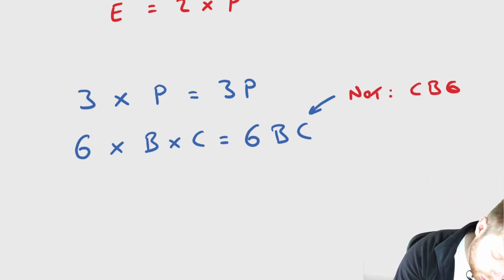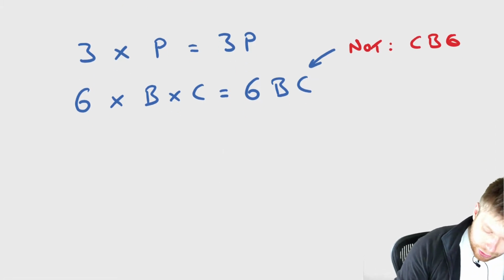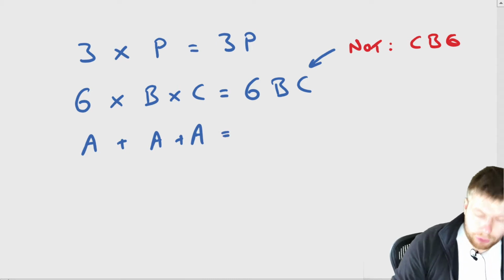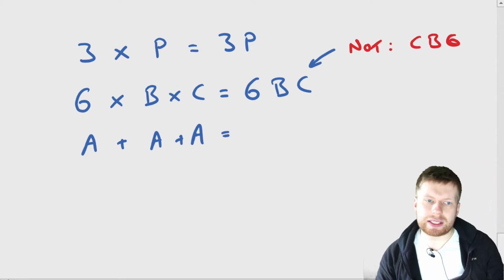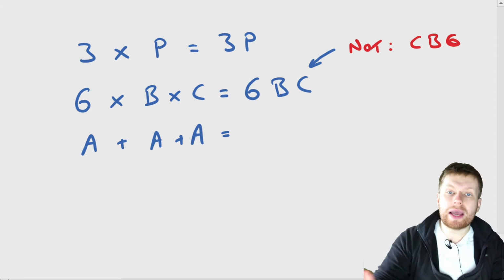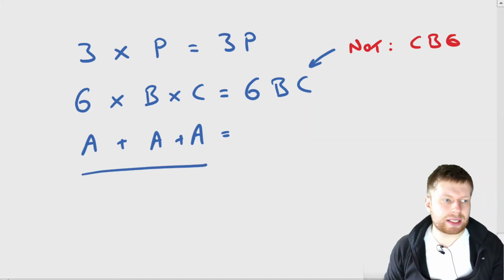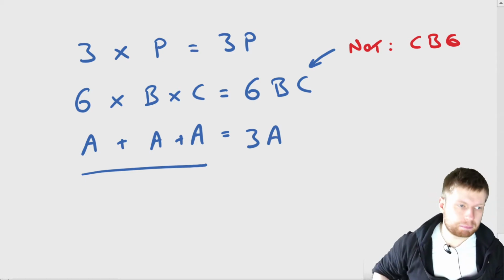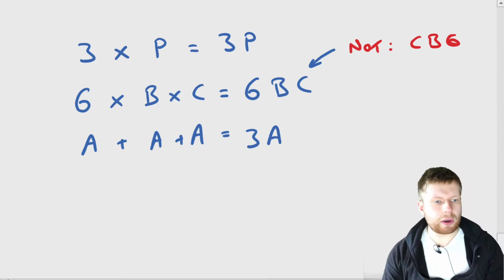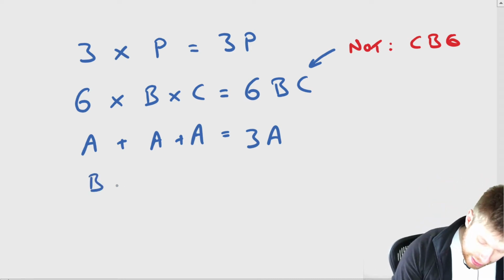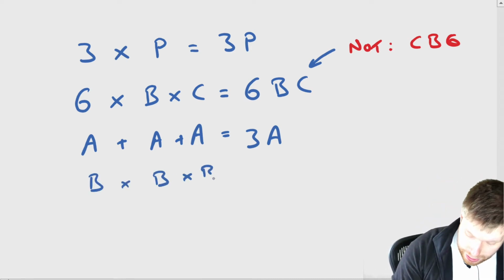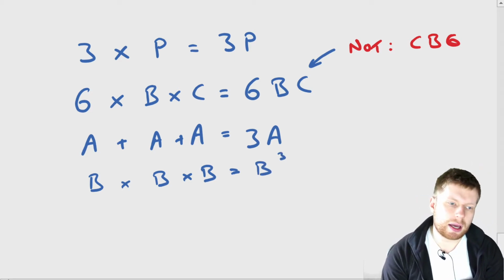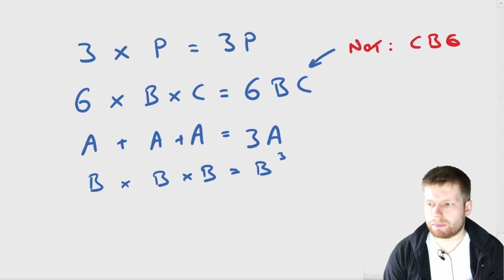Some other notation shortcuts which we could do. If I have, for example, A plus A plus A, hopefully you realise that if I add the same value to itself, then it's just that many times of the value. So in this case, I'm adding A to itself 3 times, so I could write that as 3 lots of A, or 3A. Similar kind of thing with multiplication. If I have b times b times b, I could write that as b cubed. If you're familiar with indices and powers, then we will look at that in the next part.